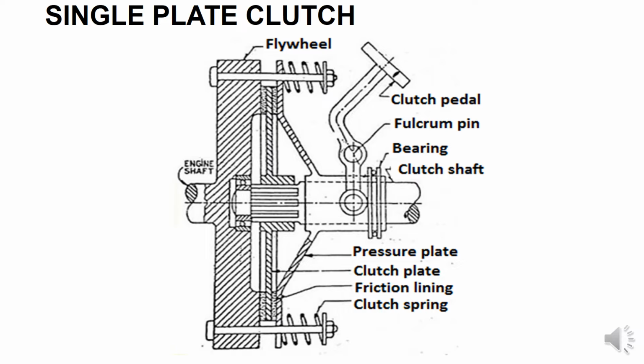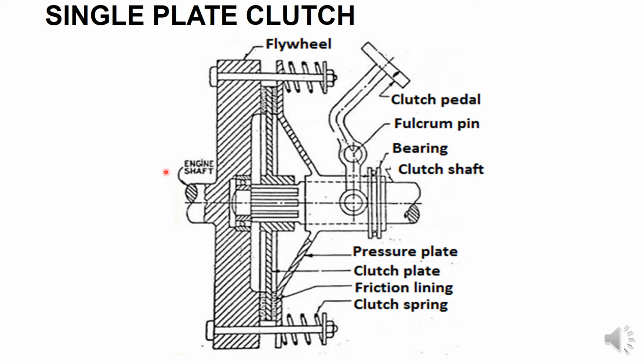Then after that, it is called a pressure plate. It is called the clutch spring, right? So it is called the clutch pedal. Here the driver presses the pedal. It is a fulcrum pin; the fulcrum pin is fixed. It is called the clutch shaft. It is the output power, right? We can get the output mechanical work.